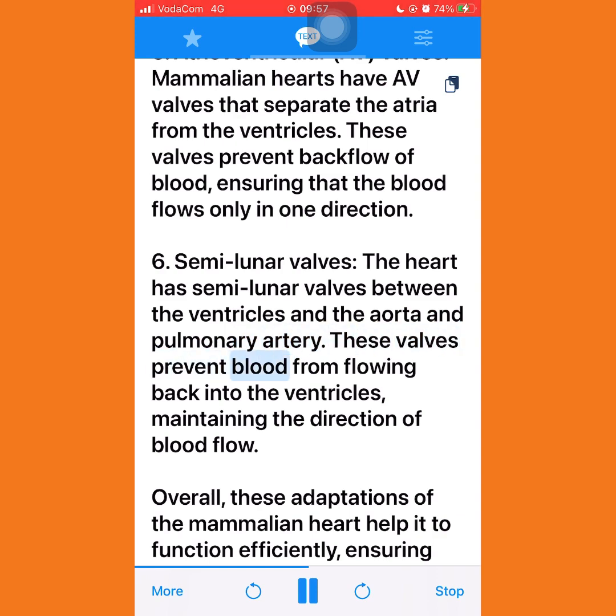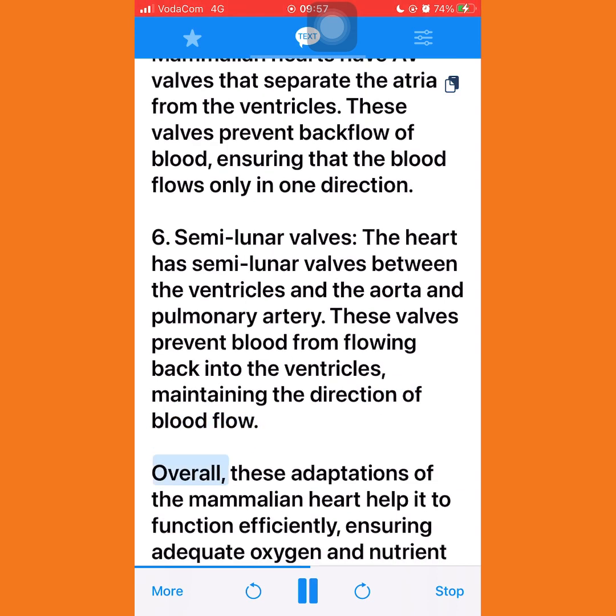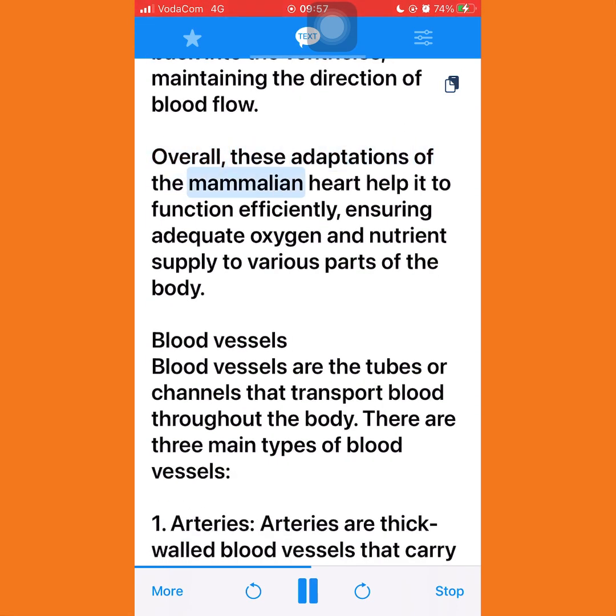These valves prevent blood from flowing back into the ventricles, maintaining the direction of blood flow. Overall, these adaptations of the mammalian heart help it to function efficiently, ensuring adequate oxygen and nutrient supply to various parts of the body.